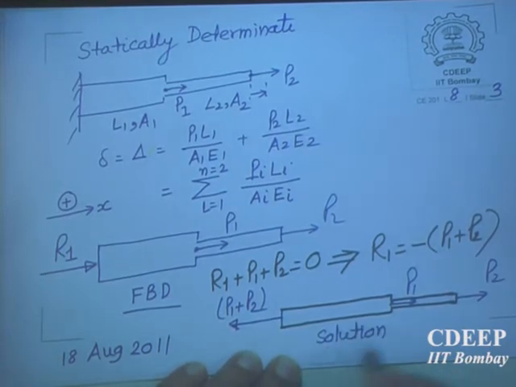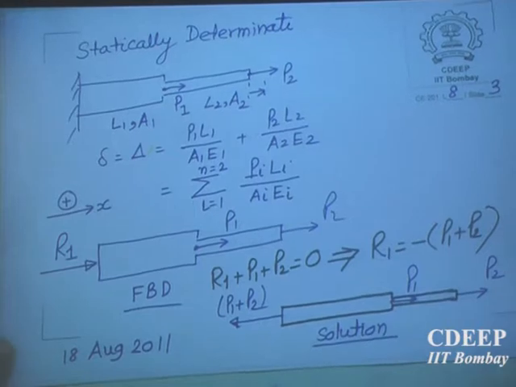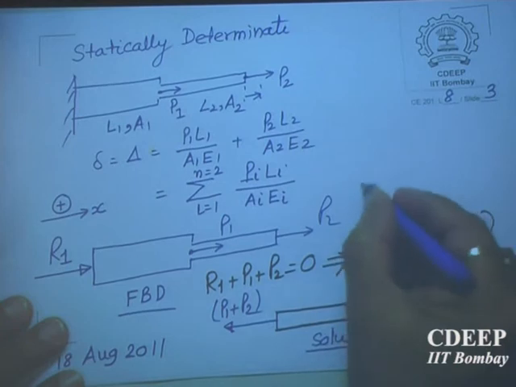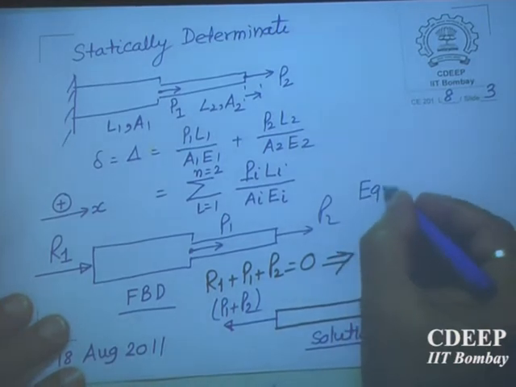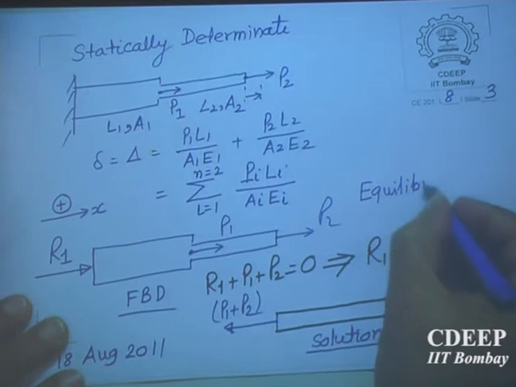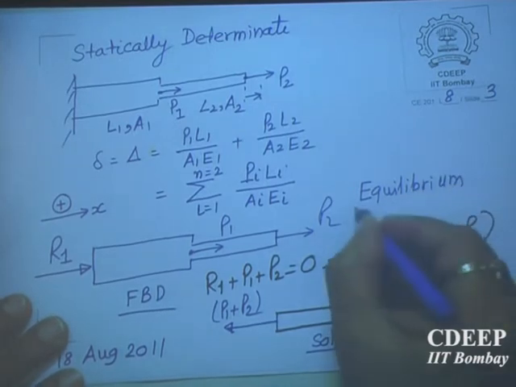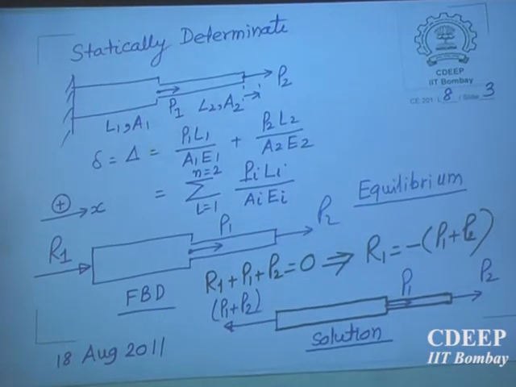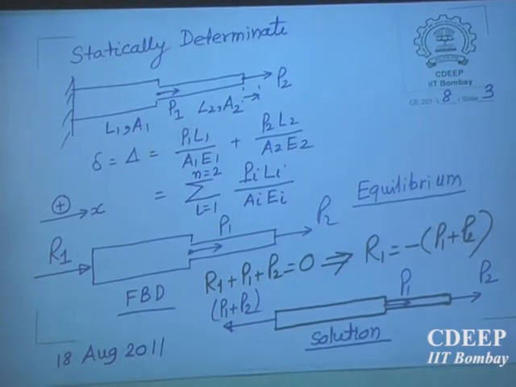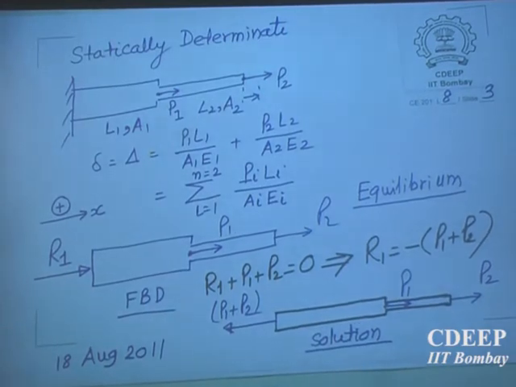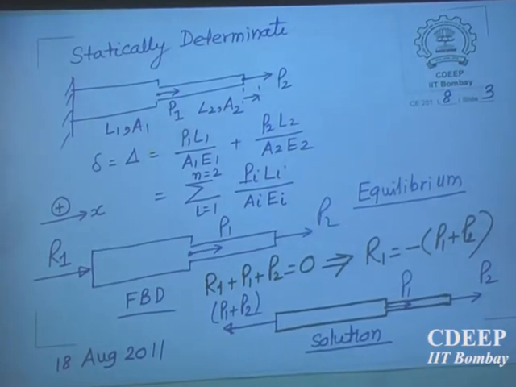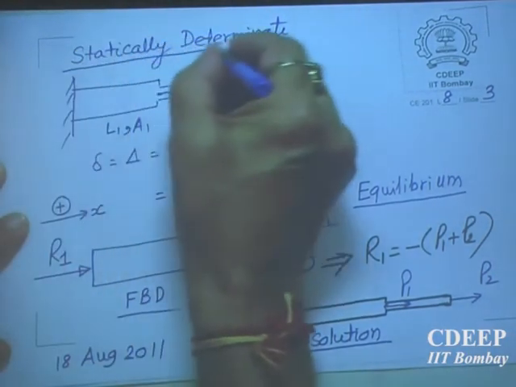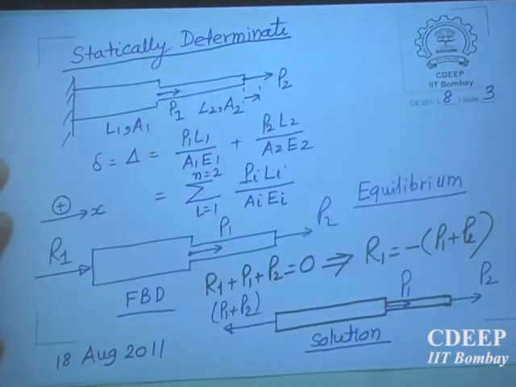You could get the value of the solution by writing the condition of equilibrium. So what you have written down is the condition of equilibrium. This alone was enough to find out the unknown. Such problems where you can find out all the unknowns just by making use of the conditions of equilibrium are called statically determinate. So one class of problem will be statically determinate.